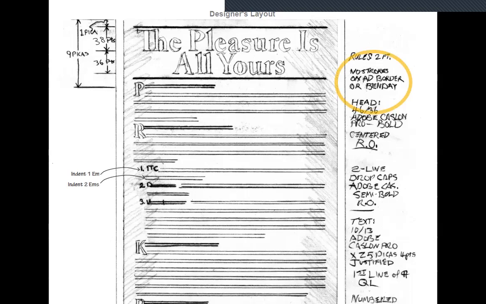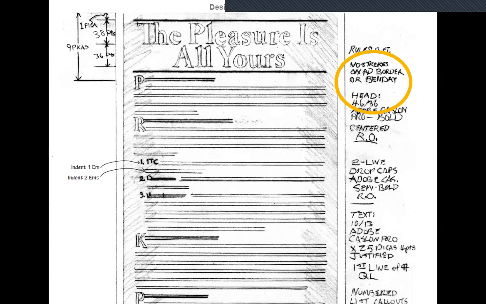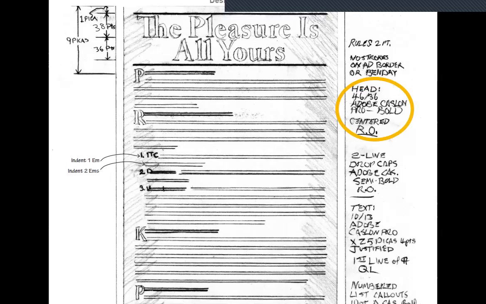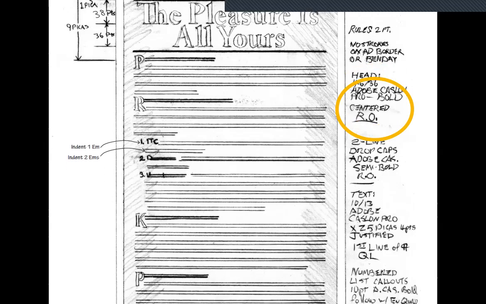No strokes on the ad border or benday, so there's no stroke on the outside here. There's no stroke on the benday. Benday is another term for a pattern of dots. In this case, it's a halftone of whatever the resolution of the ad is. Head 46 on 36 Adobe Caslon Pro bold, centered, RO. RO is reverse out, meaning that the headline will be white against the gray background of the benday.